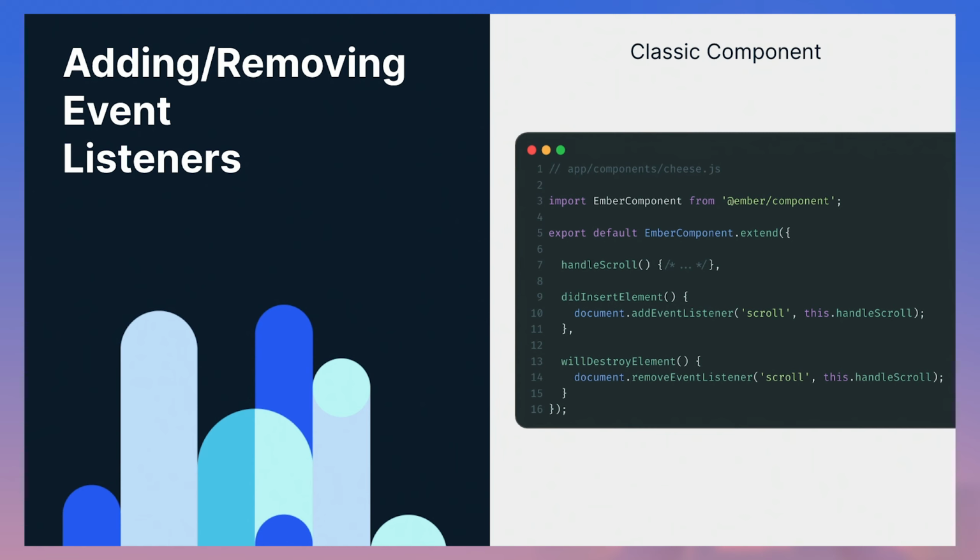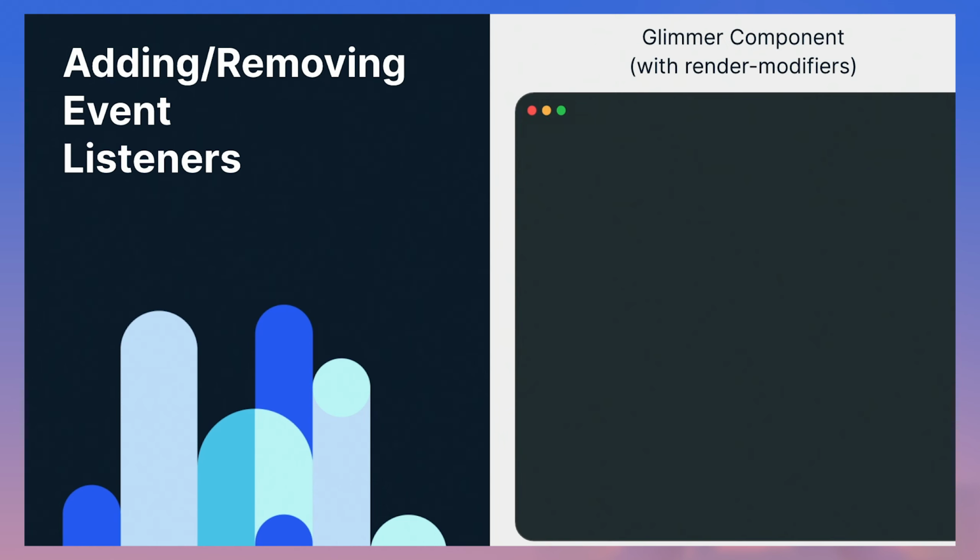Imagine a component that registers some sort of event listener, maybe on scroll or on resize. This one's my cheese component. Did insert element, we saw that in the last one. We're going to hook into when the component is inserted into the DOM, and we're going to add the event listener for the scroll. And then we want to clean up afterwards, so will destroy element is a good hook for that. No need for HTML elements at this point, because we're putting the event listeners on the document.